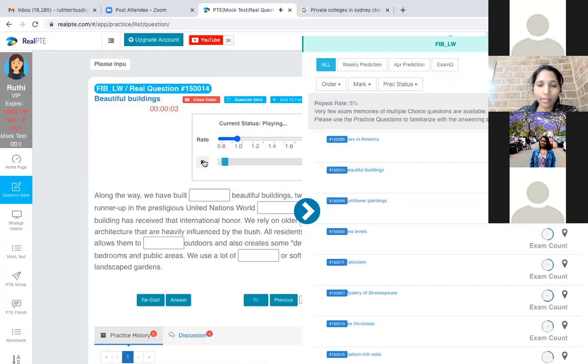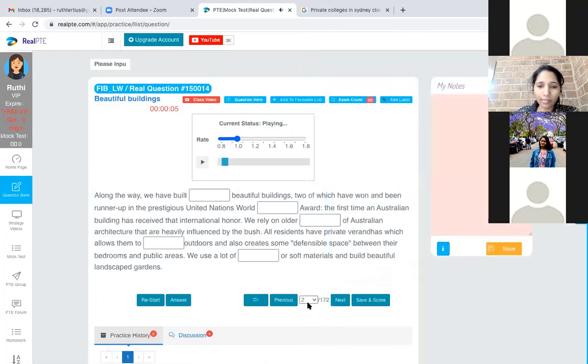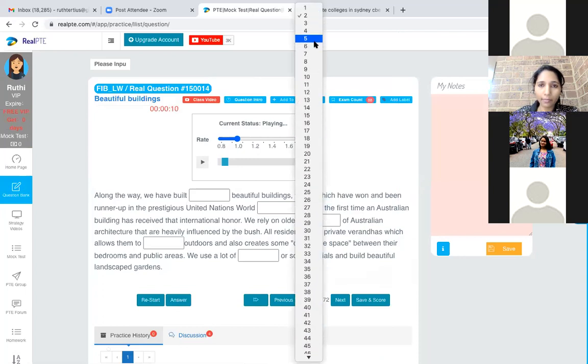Beautiful buildings. I think we have done this in our first lesson, so we'll just do from random. So maybe from question 10. At the count of three. One, two, three, and go. Put your answers in the chat. One, two, three, and go.